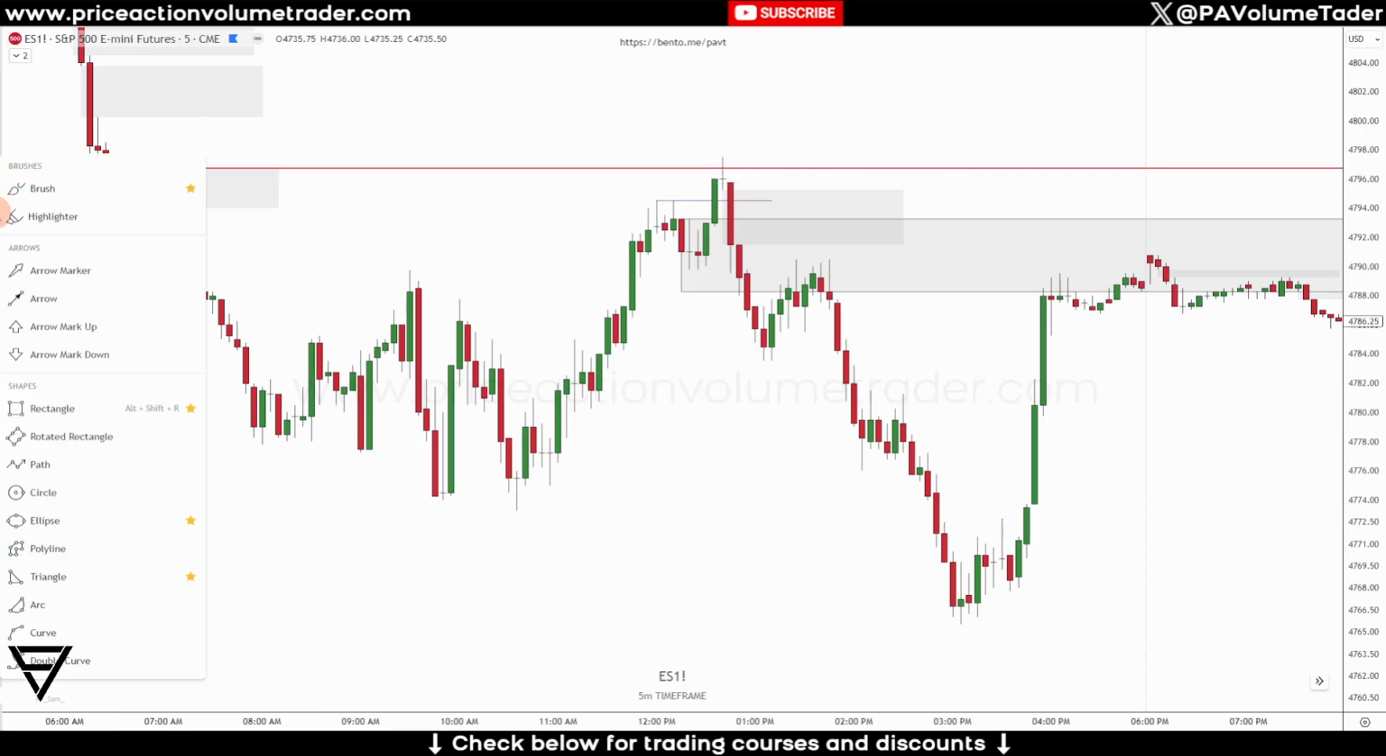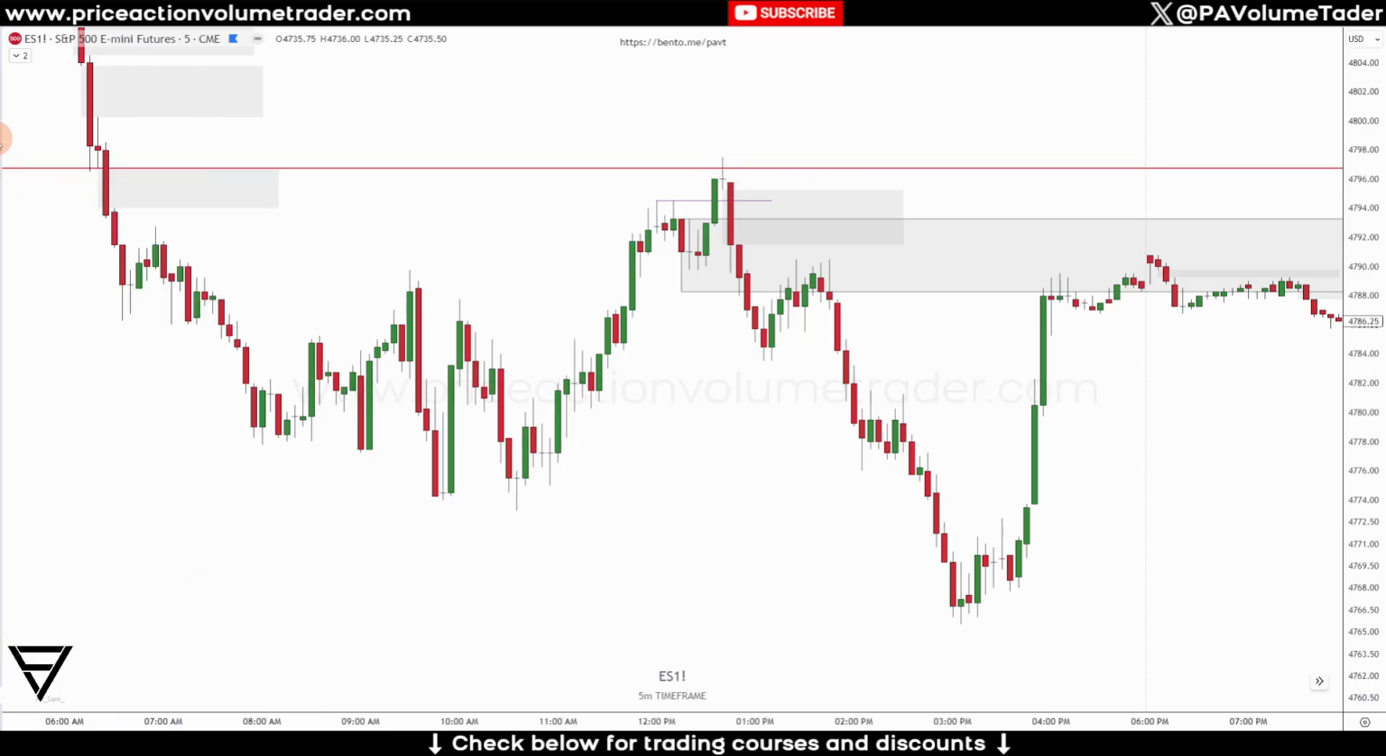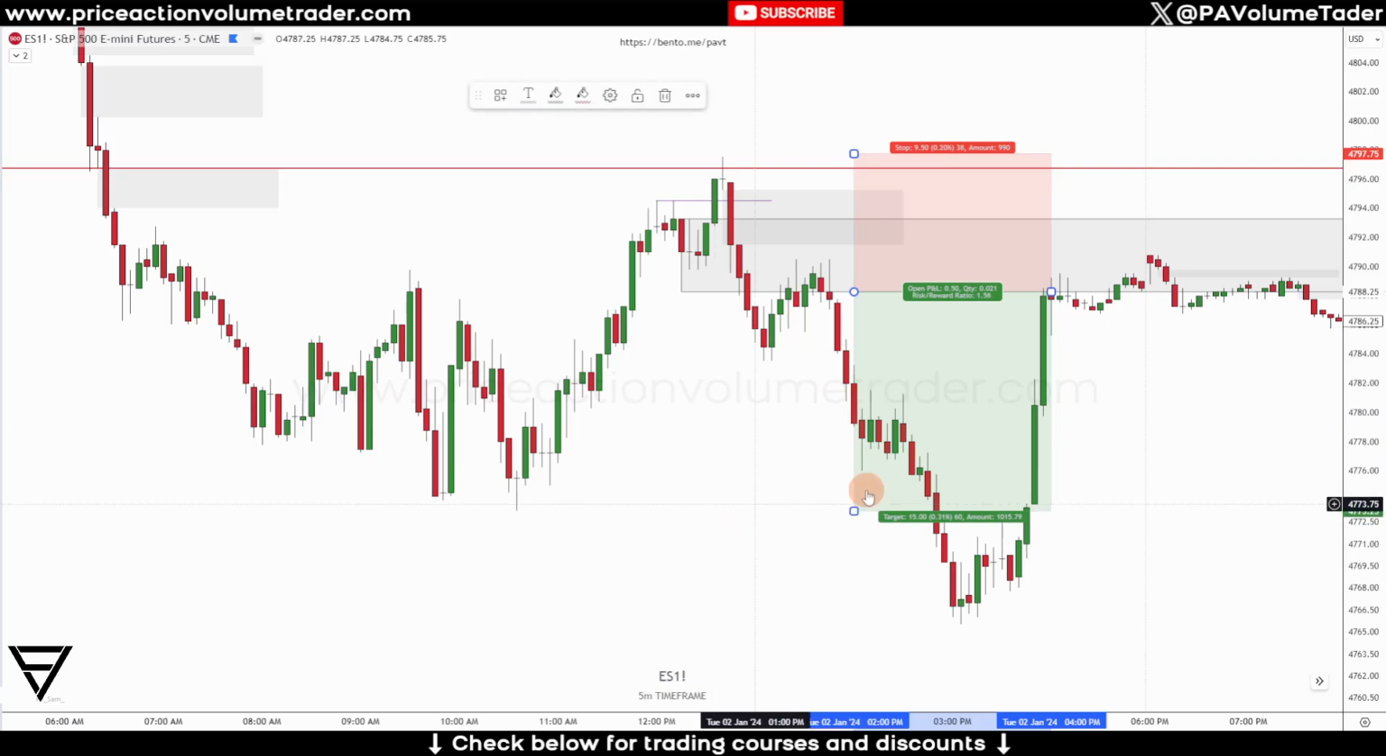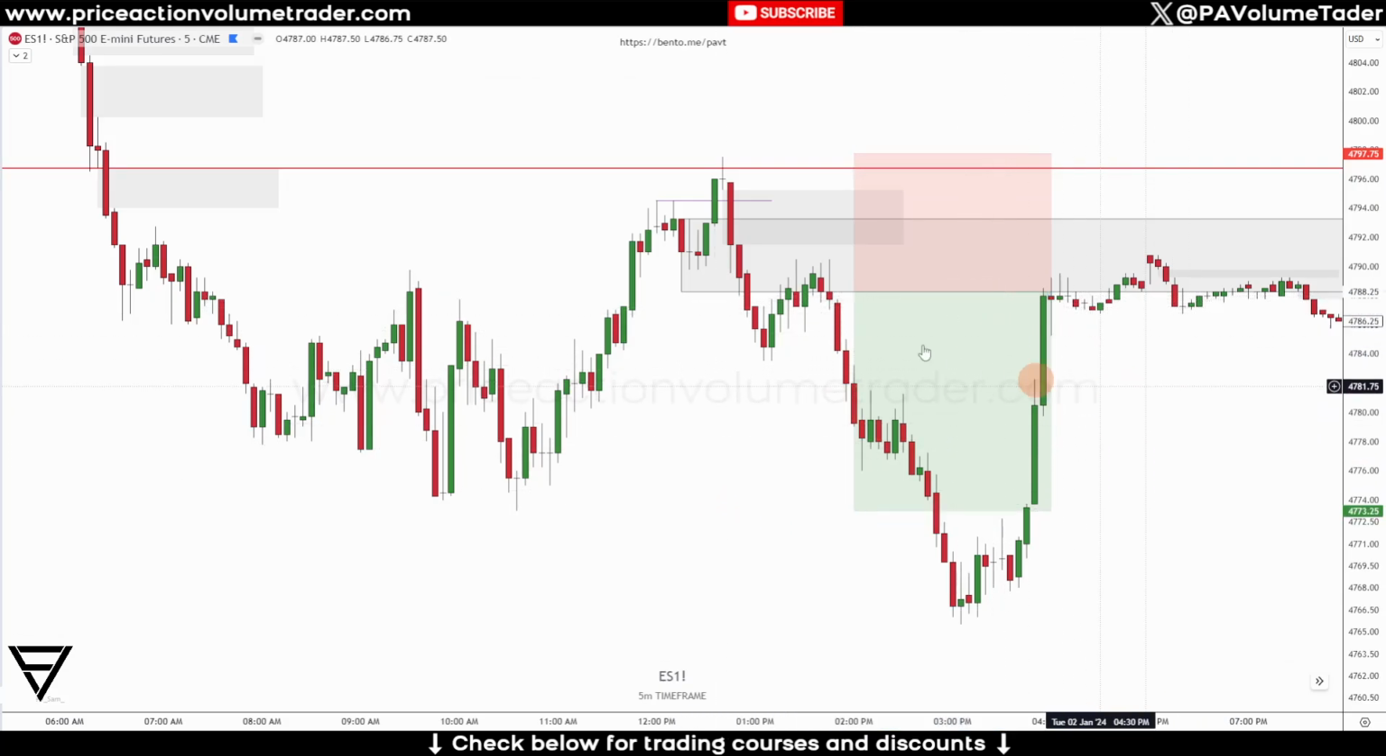If I bring in the short position tool right here, you can see this trade. If we would have done this and set this into the lows here, that would have been about a 1.6 R&R trade. So not a huge R&R, but it was still a very nice structure.